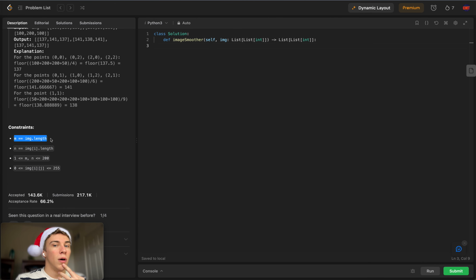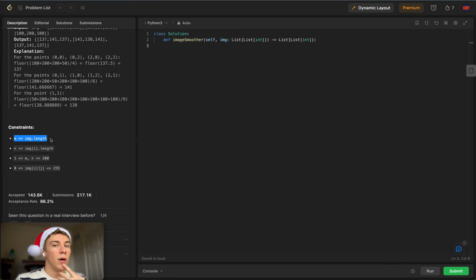Okay, so the implementation. Let's traverse the input matrix, and as an initial step, count the number of cells that are going to be around that cell. This is going to be conditional. At most, it's going to be 9. Sometimes it's going to be 4, sometimes it's going to be 6. Let me get some of these values in here.